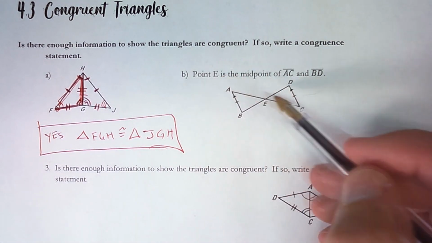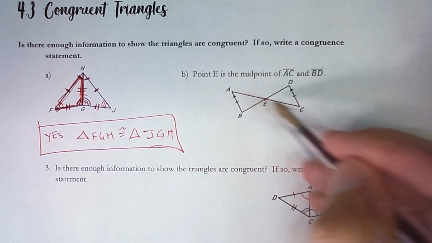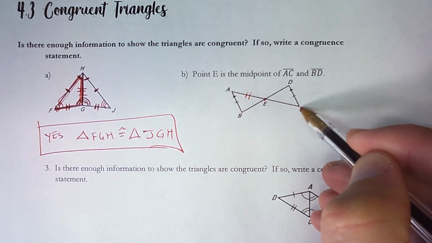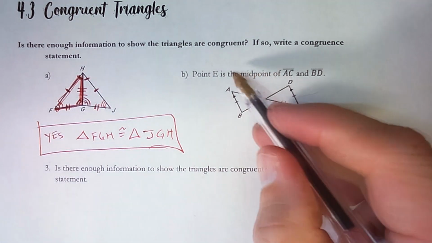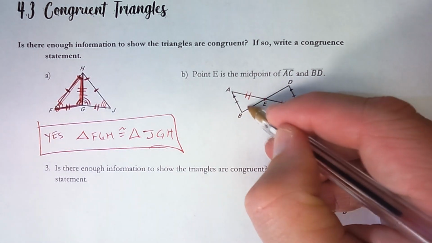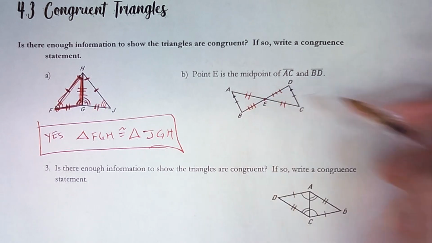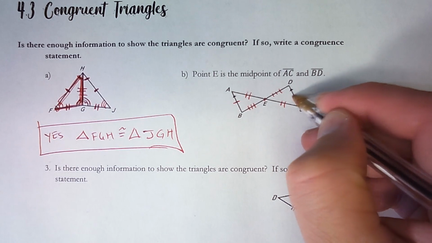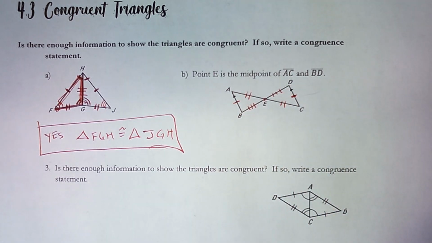Here we are given that point E is the midpoint of segment AC. So that means that from A to E is the same length as from C to E, because E is right in the middle. E is also the midpoint of segment BD. So that means from B to E is the same length as from D to E, because E is right in the middle of segment BD. And I already had one tick mark here, so I've actually got all three sets of sides congruent.